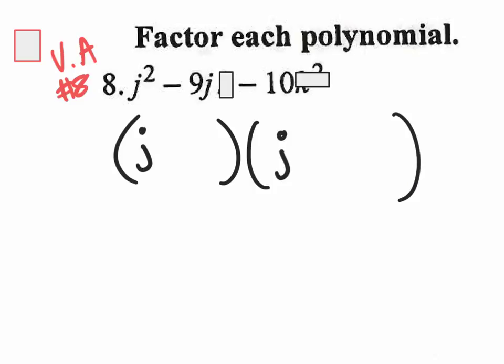So let's pretend that the k's weren't there. Then what numbers would belong right in here? In other words, what times what is negative 10 that if I add together is negative 9? Anybody? What times what is negative 10 that if I add together is negative 9? Negative 10 times positive 1. That'll give you a negative 10, and if you add it together, it will give you a negative 9, right?